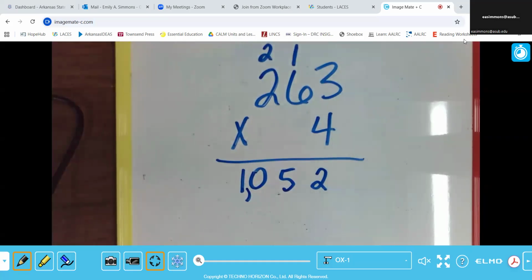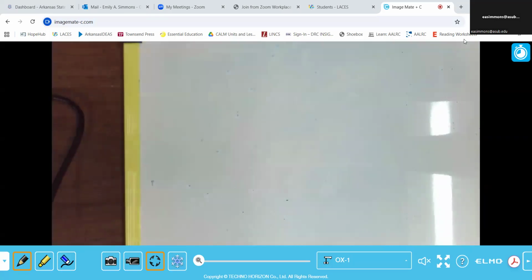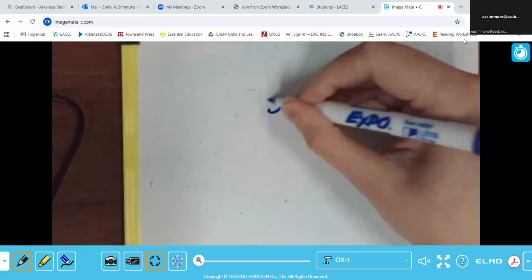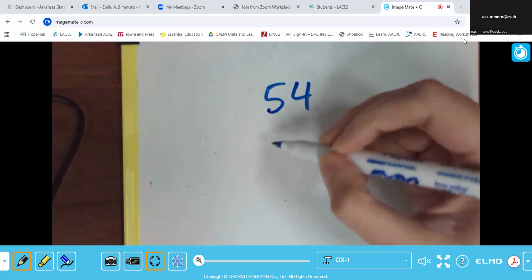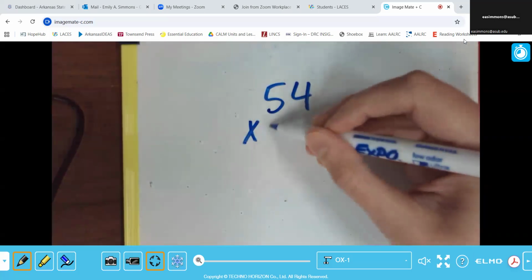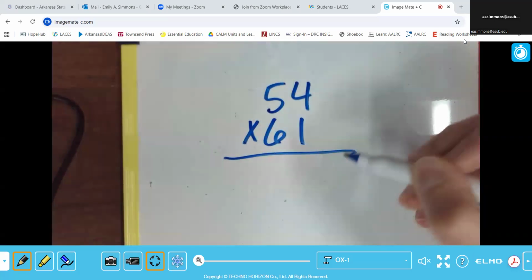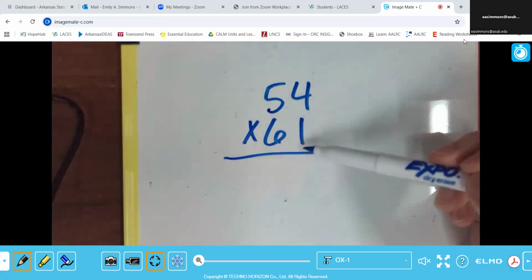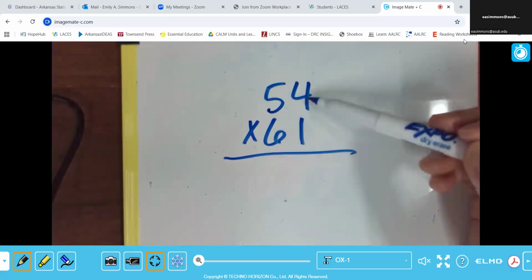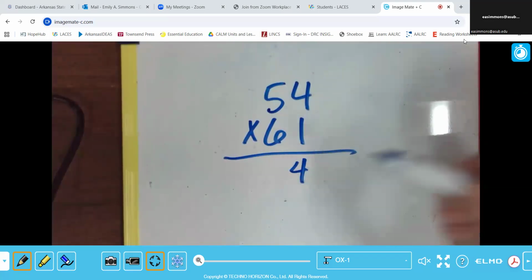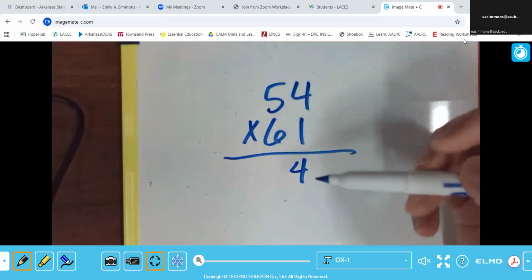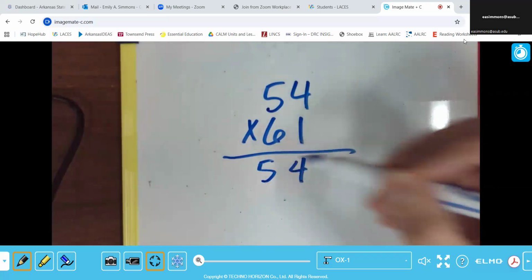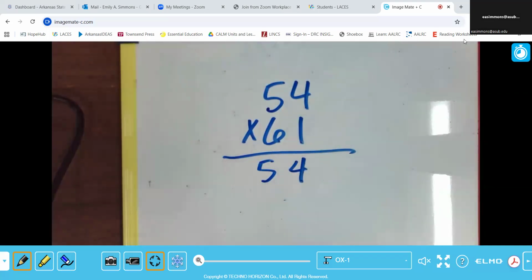So what if we had two two-digit numbers instead of a 3-digit times a 1-digit? So I could have 54 times 61. To do this, I'm going to start with my ones place just like I did before, and I'll do 1 times 4 to get 4. Then I'll do 1 times 5 to get 5. There's nothing to carry here.